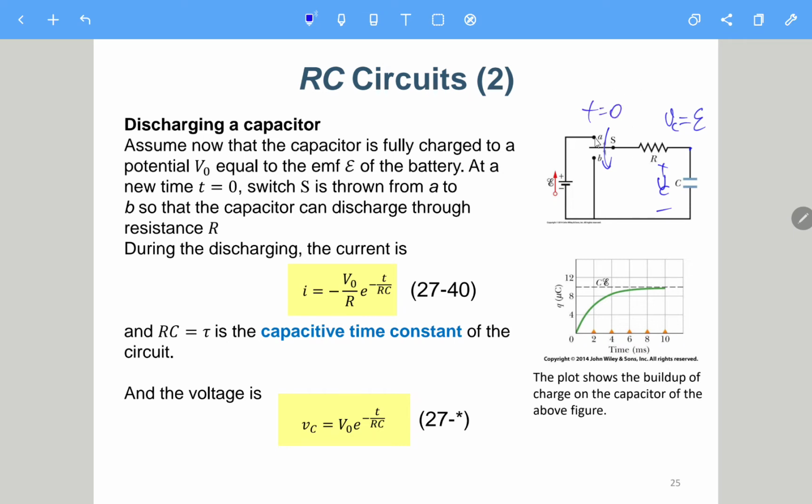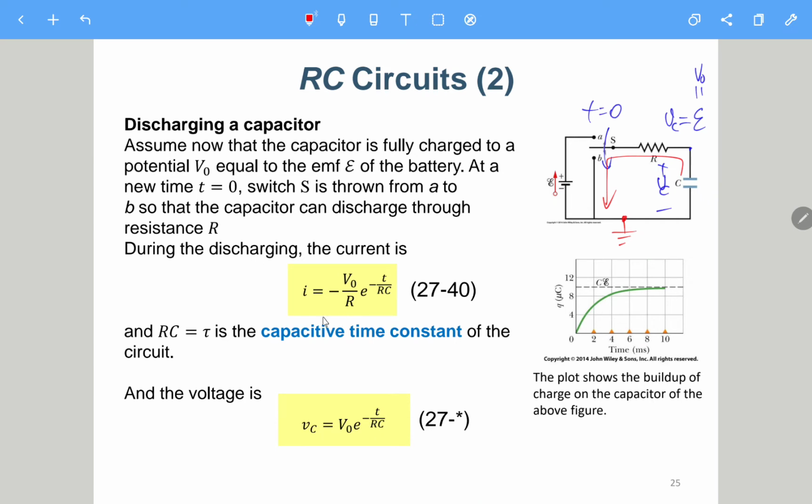We try to switch it from A to B, and then now we assume the capacitor is fully charged to a potential, or we can call it V zero, equal to the EMF E of the battery at a new time t equals zero. So switch S is thrown from A to B so that the capacitor can discharge through the resistor. So we will assume that the charge will go in this way to the ground. We can also assume this one to be the ground.